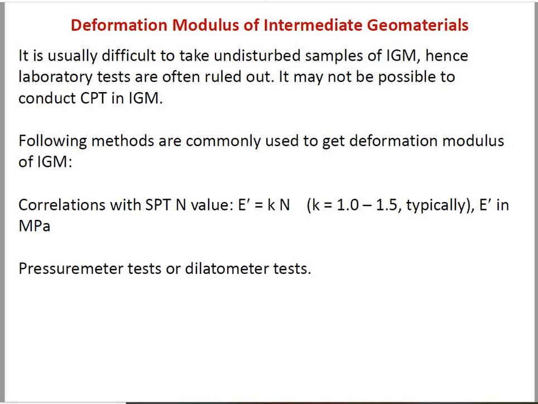So definitely we use some rough correlations. Here you can see the same correlation that I mentioned initially can be applied, that is E dash equal to K into N, where K ranges from 1 to 1.5 and N is the SPT N value. The other tests you can use are the pressure meter test or the dilatometer test. It is always suggested to conduct the pressure meter test or the dilatometer test to find the deformation modulus of intermediate geomaterials.